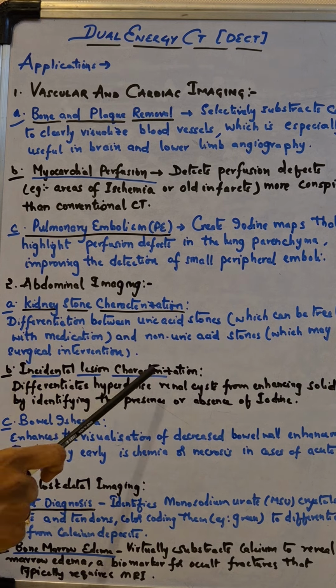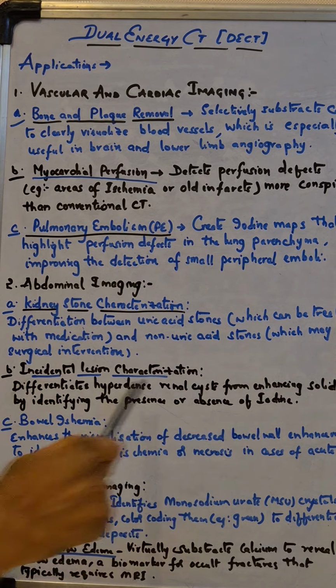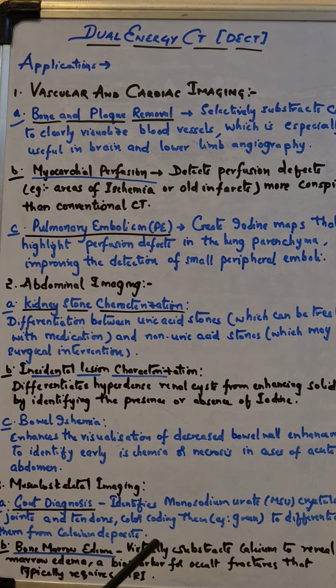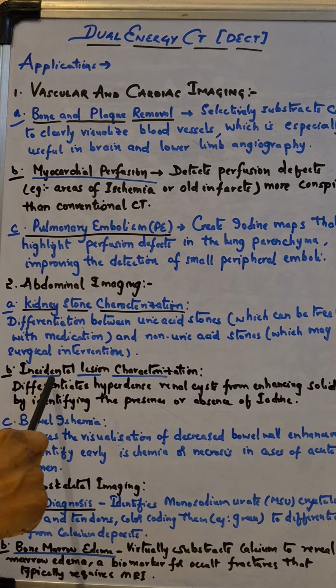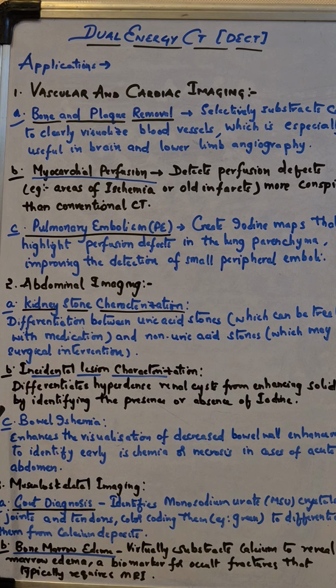Another is incidental lesion characterization. Differentiates hyperdense renal cysts from enhancing solid tumors by identifying the presence or absence of iodine. So one is for kidney stone characterization, uric acid or non-uric acid. Another is lesion characterization, whether it is a cyst or a tumor.